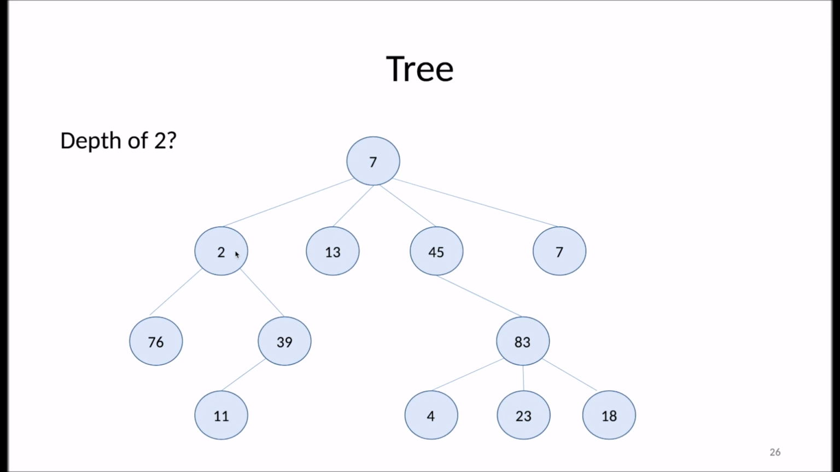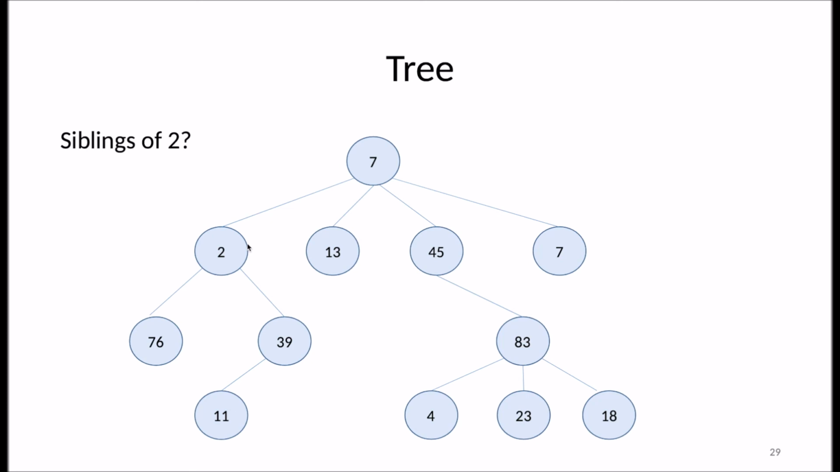And what is the depth of 2? The depth is the length of the path from the root node to a particular node. So the length from the root node to node 2 is 1. So the depth of node 2 is 1. And what is the size of 2? The size of 2 is 4. It's the node itself plus the descendants. What is the level of 2? So the level of the root node is always 0. The level of 2 is basically 1.